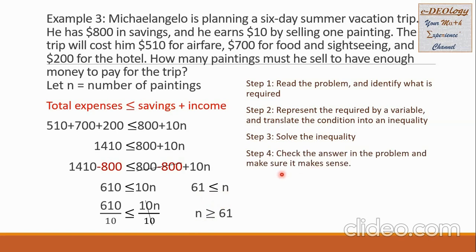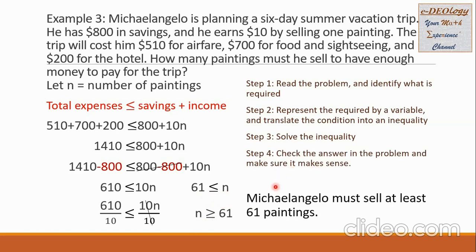We will check the answer if it is correct. If Michelangelo will sell 61 paintings, 61 times 10 is 610, plus the savings 800, he will have 1,410 to cover the trip expenses. So Michelangelo must sell at least 61 paintings. This is our final answer.